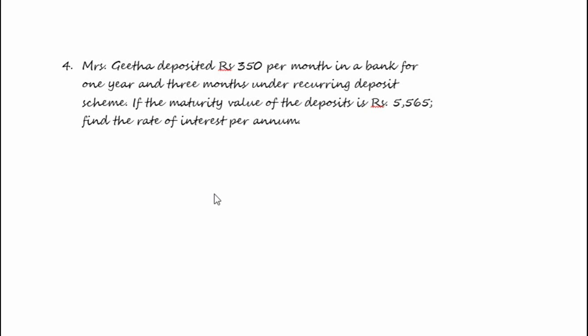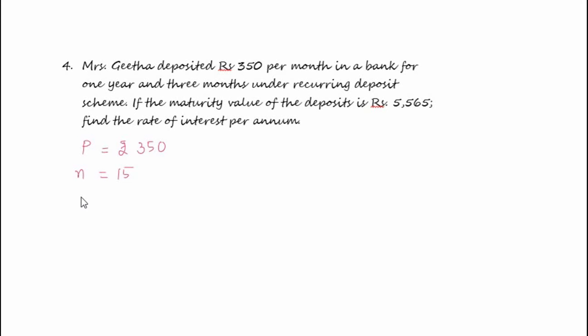Mrs. Geeta deposited rupees 350 per month in a bank for 1 year and 3 months under recurring deposit scheme. If the maturity value of the deposit is rupees 5,565, find the rate of interest per annum. So here we need to find the rate of interest. So what is the data given here? Deposit amount per month, it is rupees 350. Number of months? 1 year and 3 months, that is 12 plus 3, that is 15 months.